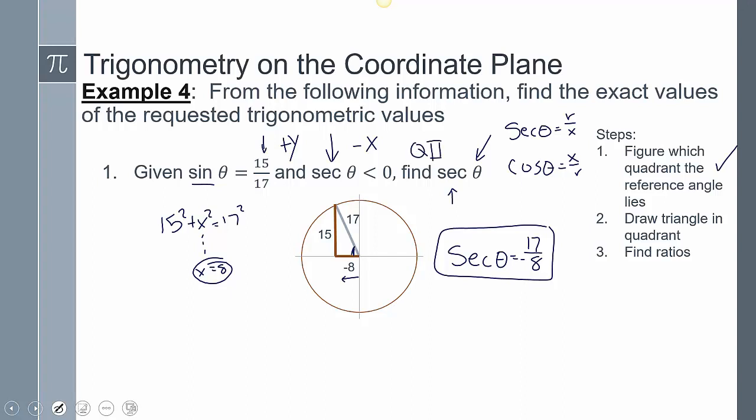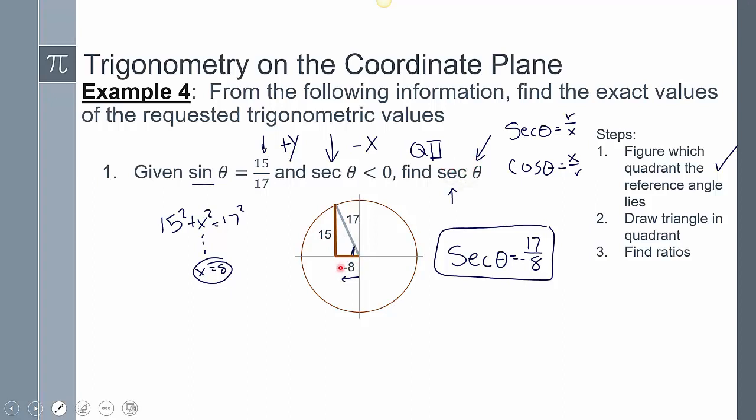I was able to determine that because I said that my sine, or my y value, has to be positive, and my secant, or my x value, has to be negative. That's the quadrant that has a negative x value and a positive y value. So I drew the triangle in the quadrant, and with the given ratio, my sine, we know that that's opposite over hypotenuse. I now have to find the missing ratio, which happens to be secant.